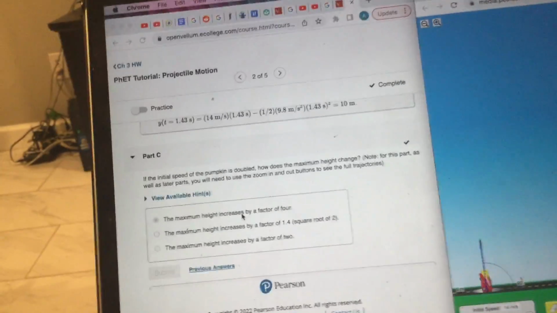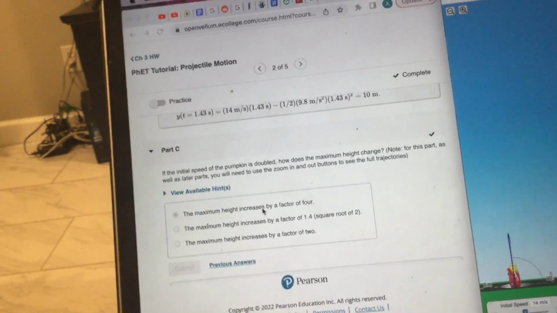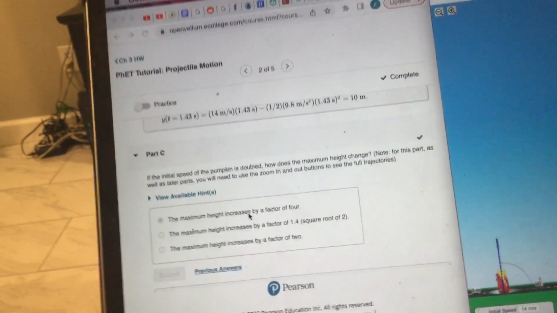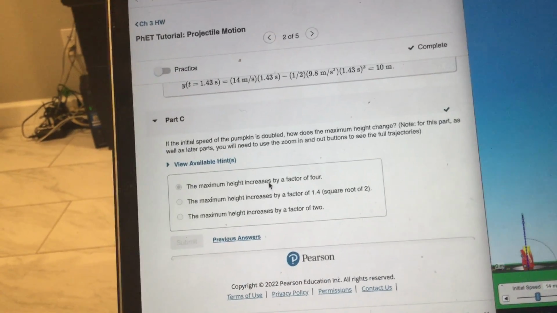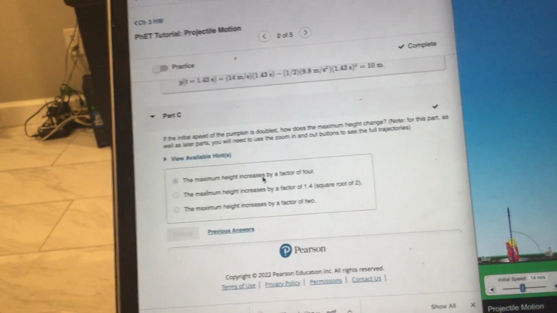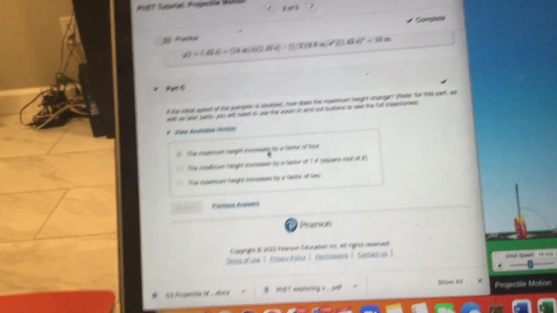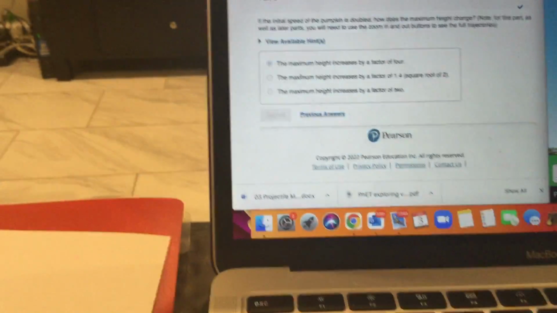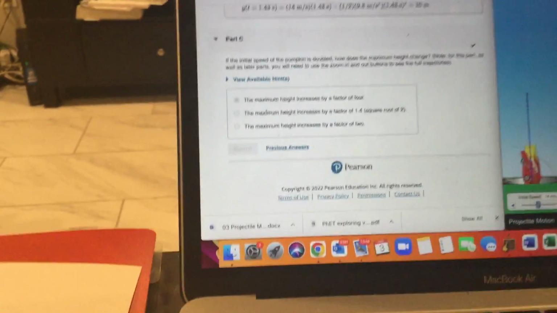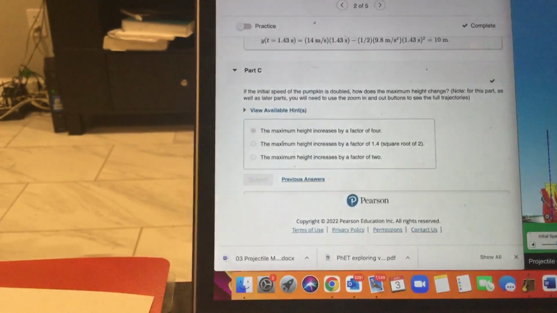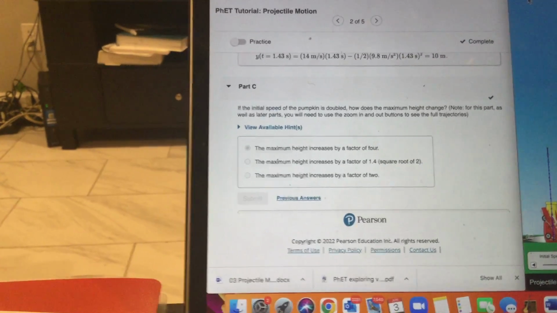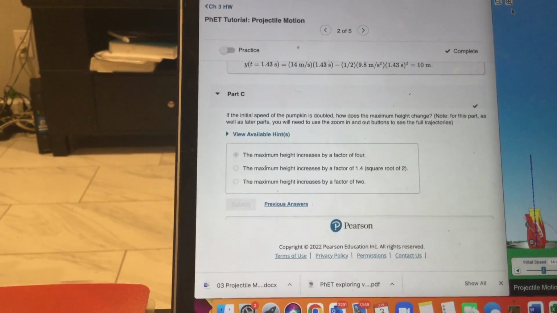The initial speed of the pumpkin is doubled. How does the maximum height change? Note for this part, as well as later parts, you will need to use the zoom in and out button to see the full trajectory. So we can go about this in two ways. We can use the simulation, or we can think about it using our components.